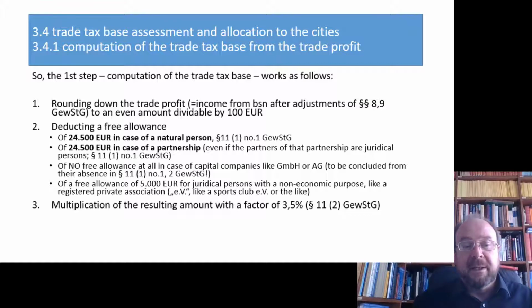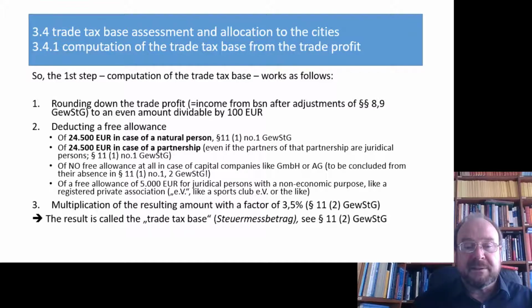Well, after the free allowance deduction, either if or if not, you then multiply the resulting amount by 3.5%, and that is then the trade tax base.